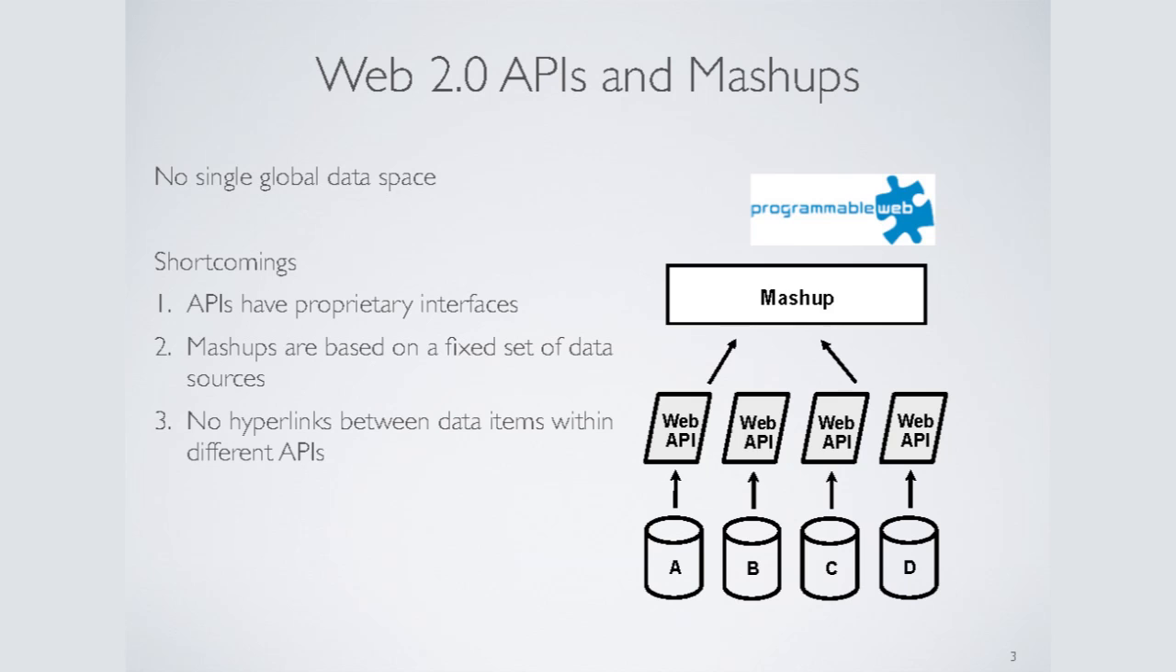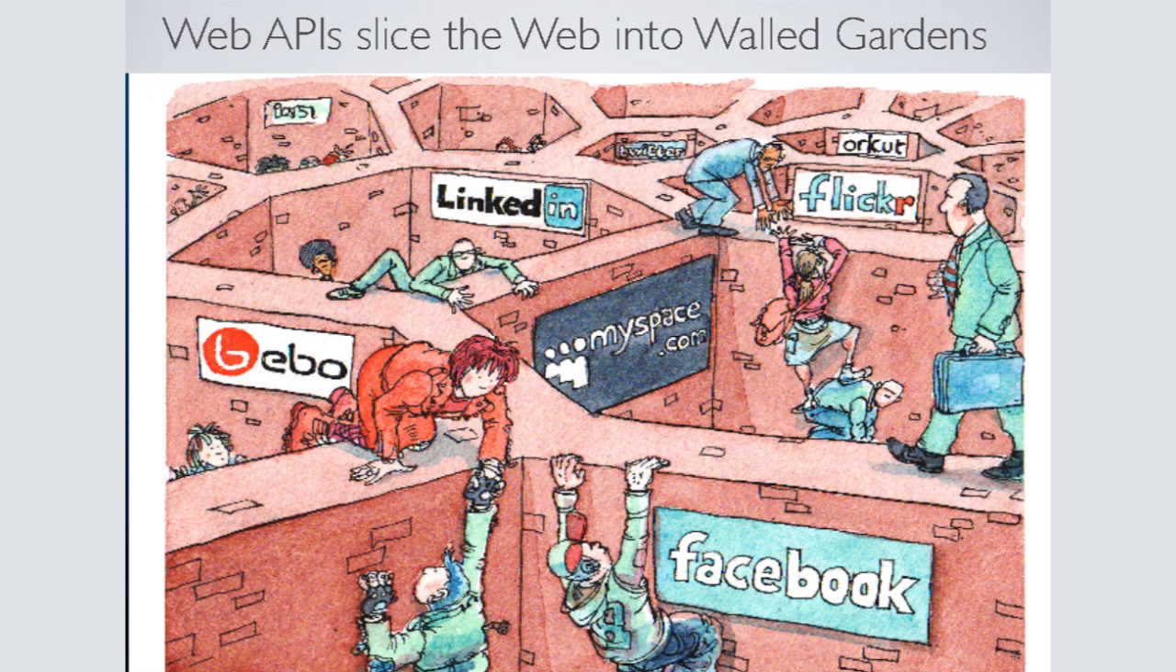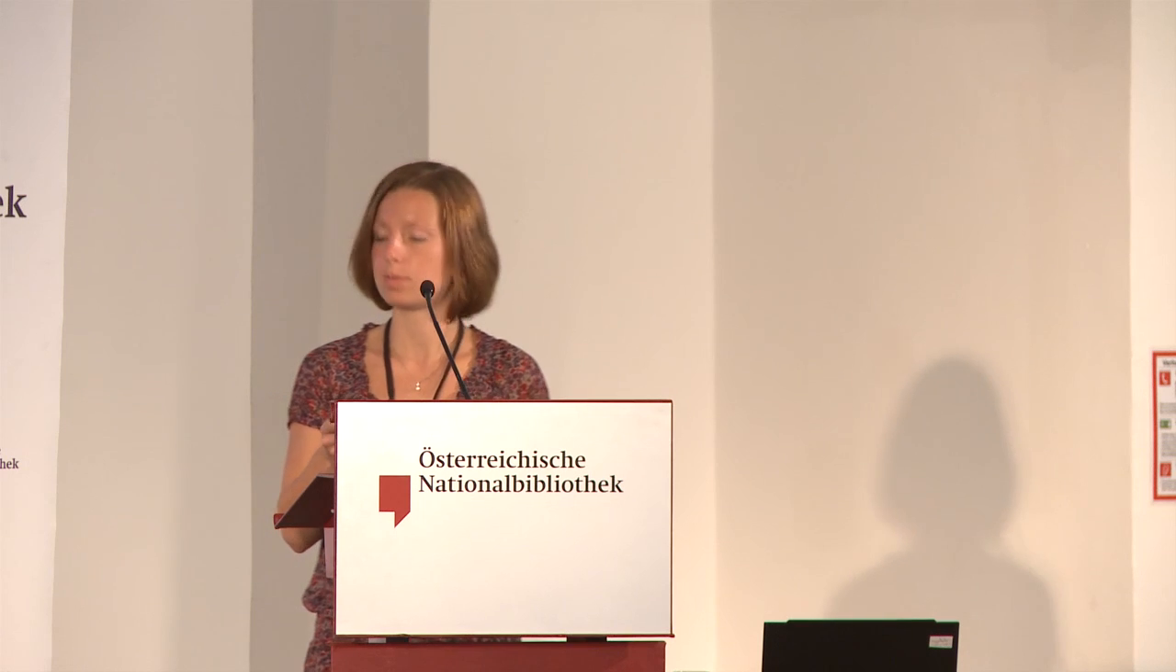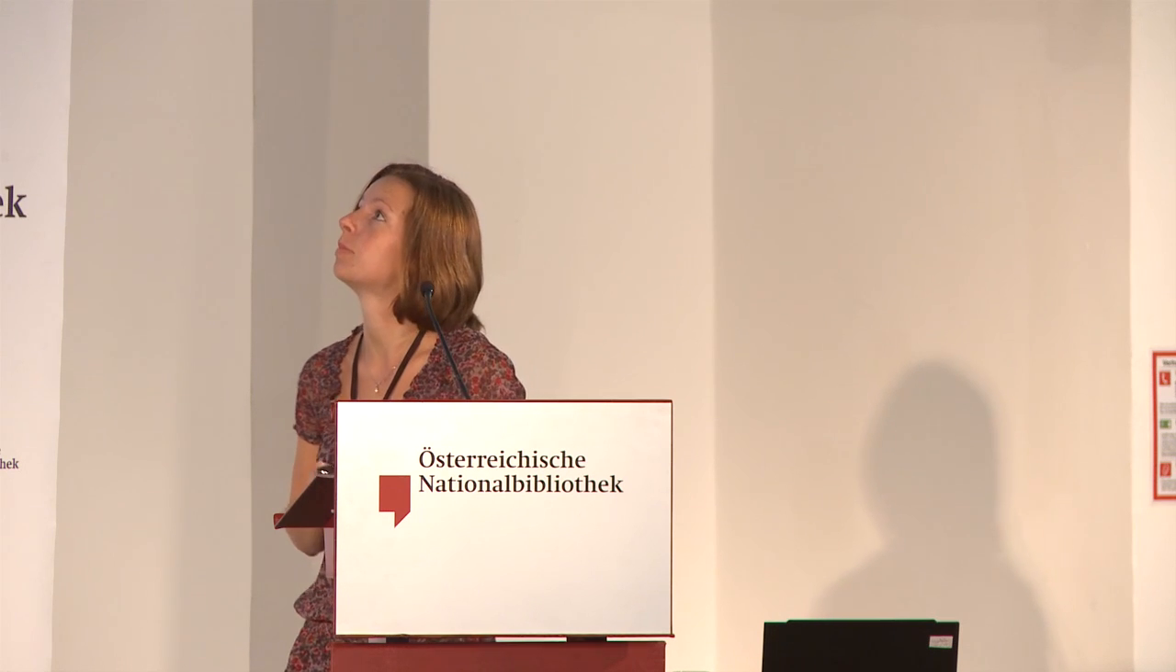Moving on to Web 2.0, this is still not a single global data space. Web APIs popped up, but the shortcomings of Web 2.0 and Web APIs are that Web APIs have proprietary interfaces, which means mashups built on Web APIs are based on a fixed set of data sources, and there are no hyperlinks between data items inside different Web APIs. So Web APIs basically slice the web into walled gardens, which you have to access separately.